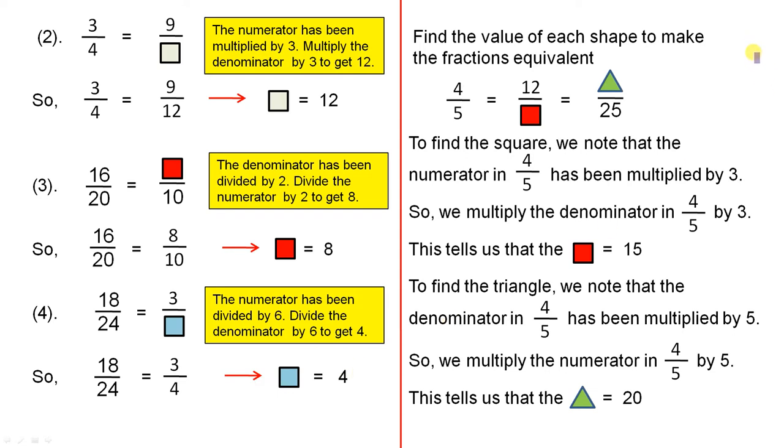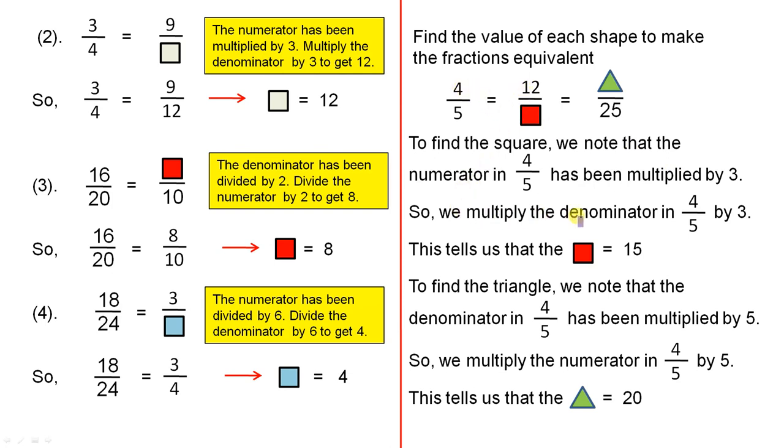Find the value of each shape to make the fractions equivalent. So we have 4 over 5 equals 12 over the square, which equals the triangle over 25. Let's find the square first. To find the square, we note that the numerator in 4 over 5, that is the 4, has been multiplied by 3. 3 4s are 12.